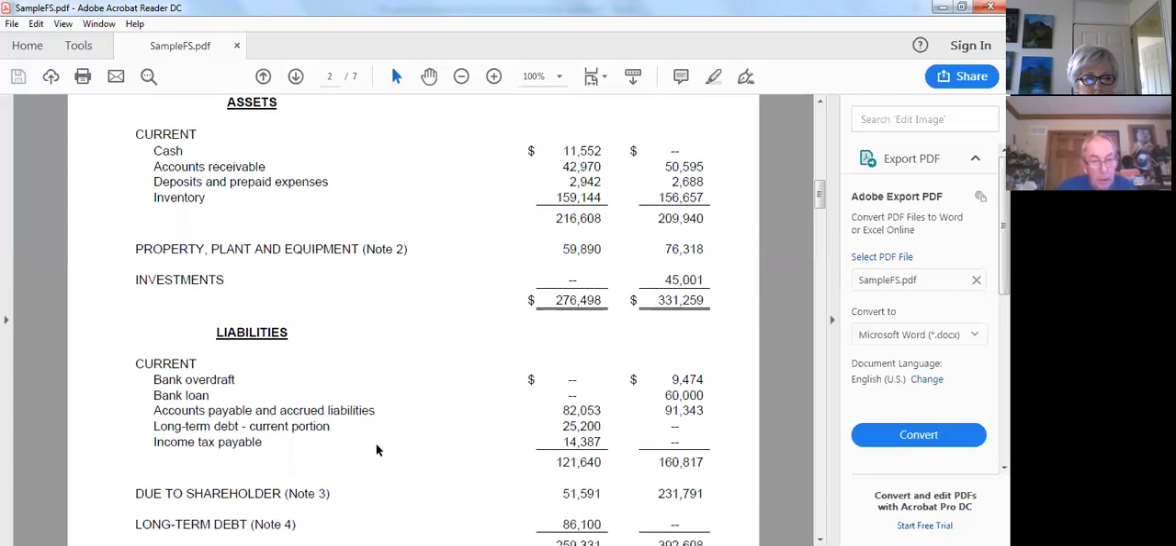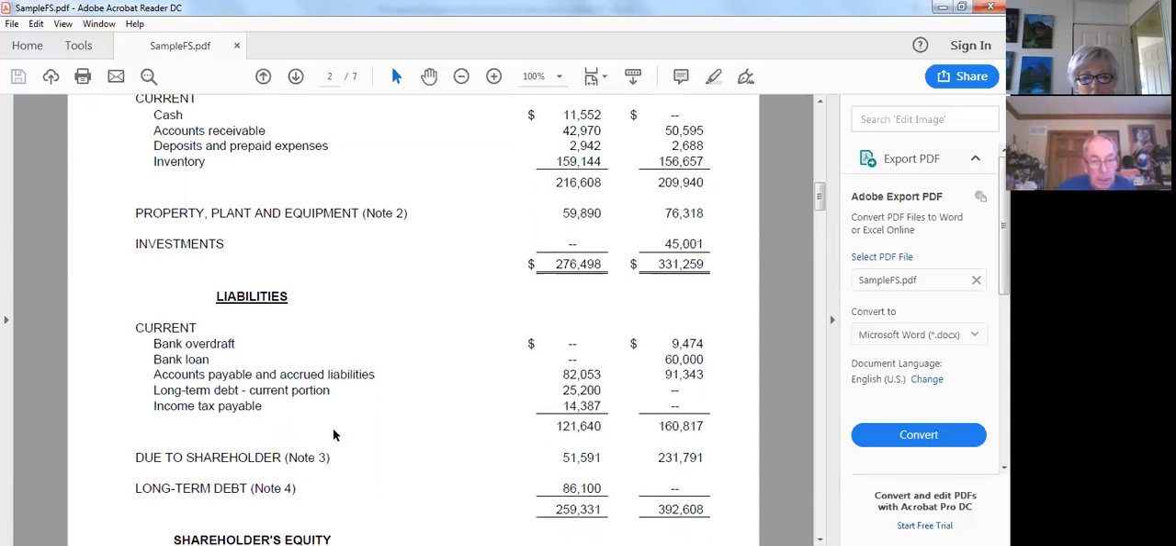And long-term debt, current portion. Since this is only showing the current liabilities, it's not going to show the entire long-term debt. It's only going to show the portion that you're going to have to pay in the year for the current portion. And then income tax payable, because we've always got income taxes.